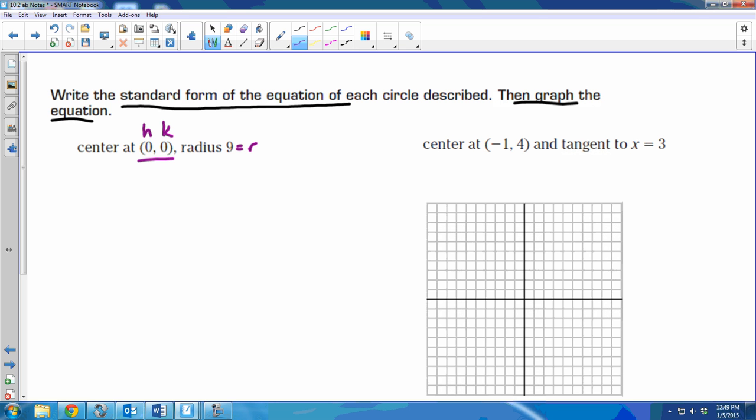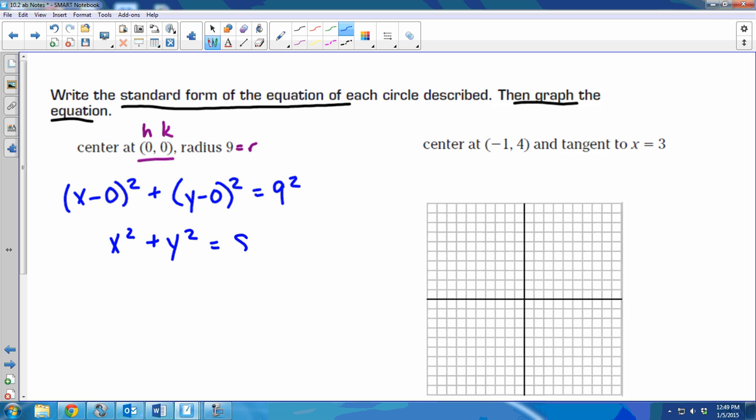x and y stay x and y. So all you need is h, k, and r, and you're done. We have h, k, and r, so we're done. We're just going to write the equation out. So we have x minus h squared, so it's x minus 0, plus y minus k squared. k is also 0. And that equals r squared, so it equals 9 squared. So this just simplifies to x squared plus y squared equals 81. If you try to solve this and graph it in your calculator, you won't get a circle. You'll get a semicircle. So be careful.